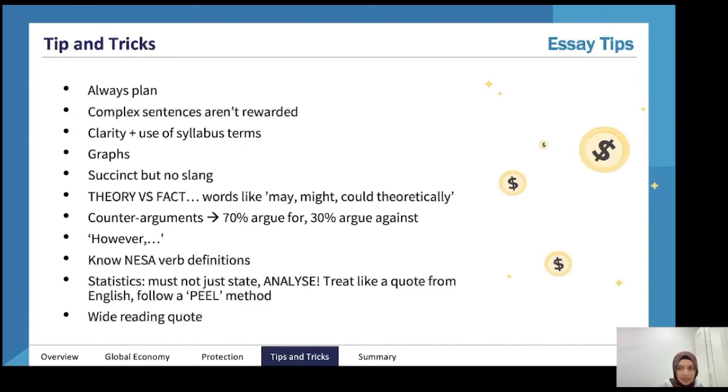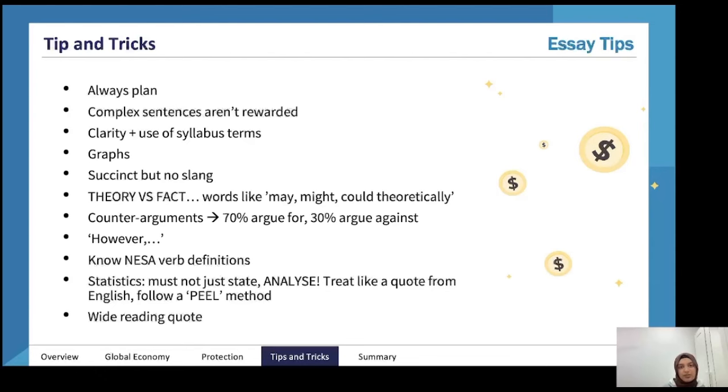Graphs. Again, with essays, graphs are a great thing to include if they are adding value to your writing. And make sure that you refer to the graphs. Don't just draw the graph and then never refer to it. That's something that will throw the marker off, or make the marker think, well, they just drew the graph for the sake of it. They didn't really have anything to add with the graph. Refer to the graph, you can even label it figure one, just like your textbook does, and then talk about it like that.